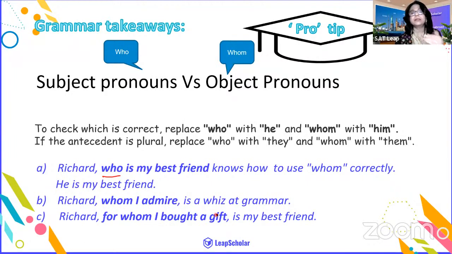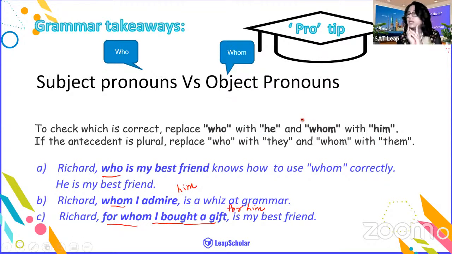Richard, whom I admire, is a whiz at grammar. I admire him or I admire he? Quick. I admire him. So I have to have whom I admire. Next, for whom I bought a gift. I bought a gift for him or for he? I bought a gift for him. So I need for whom I bought a gift. So wherever I can put he, I will put who. Wherever I can put him, I can put whom.